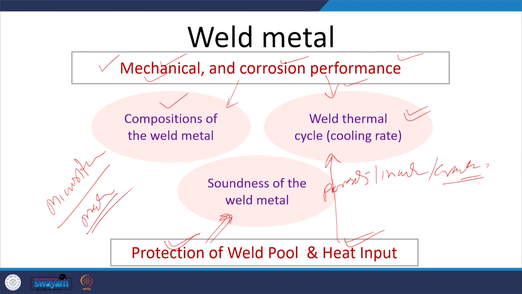Protection is needed particularly to make the sound weld joint free from porosity and inclusions. Heat input is needed for optimum melting without excessive heat, so that it affects the weld thermal cycle, and for a given weld thermal cycle and for a given weld metal composition, we get a proper microstructure or particular kind of microstructure, which will dictate the mechanical properties. So, it is required that the heat input is optimum.